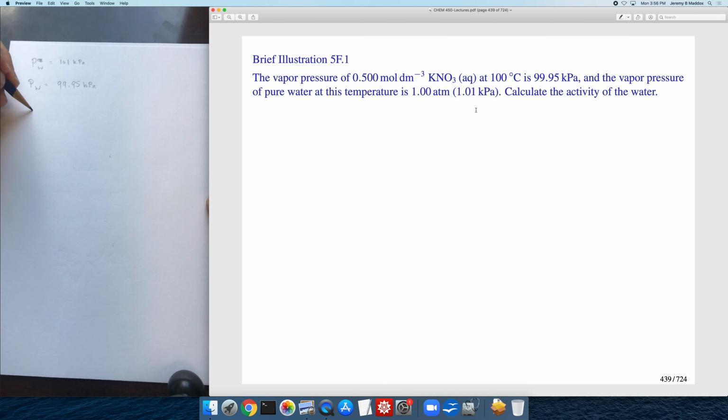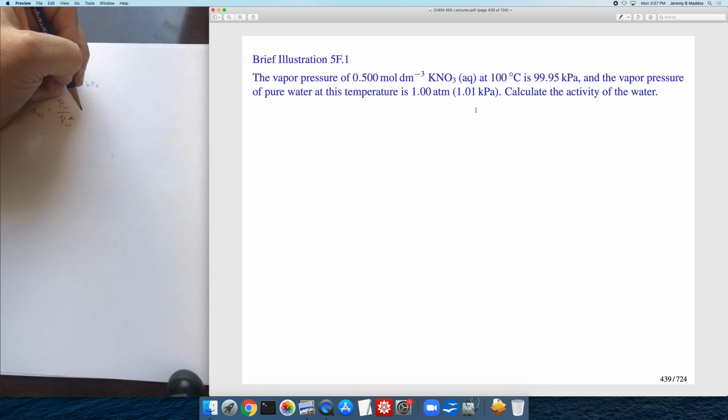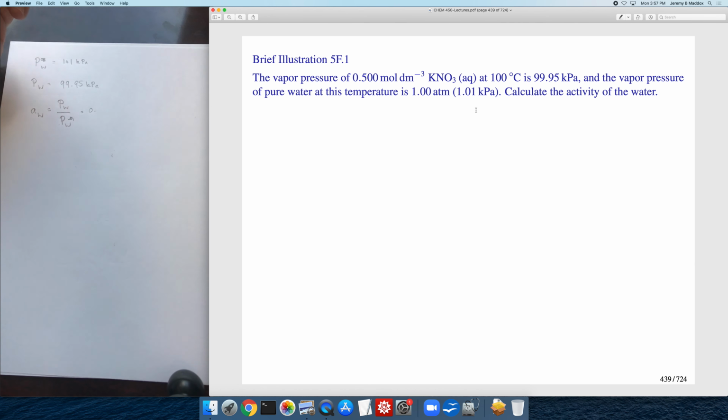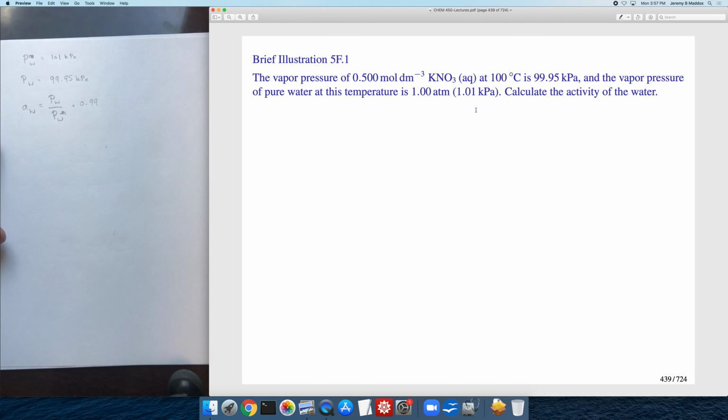To calculate the activity, it's very easy. The activity of the water will be the vapor pressure of the water in solution divided by the vapor pressure of pure water. And so we take that 99.95 divided by 101. And that gives us that the activity is 0.99. So very close to 1 for this particular solution.